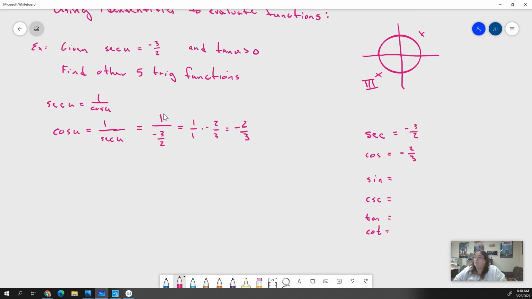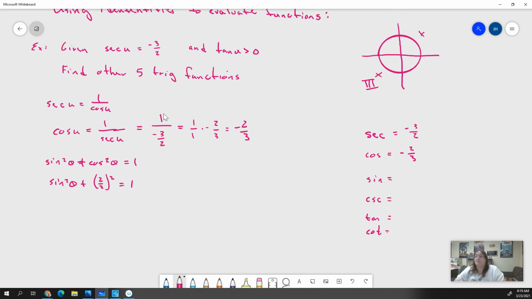So what we know now is we know our cosine and we know our secant. We can find our sine using the Pythagorean identity, right? We have the one identity that says sine squared of theta plus cosine squared of theta equals 1, right? And in this case, our u is our theta. So I could go, okay, well, I know that cosine of theta is 2/3, right? So sine squared of theta plus 2/3 squared equals 1.